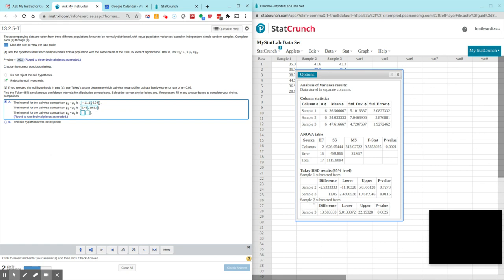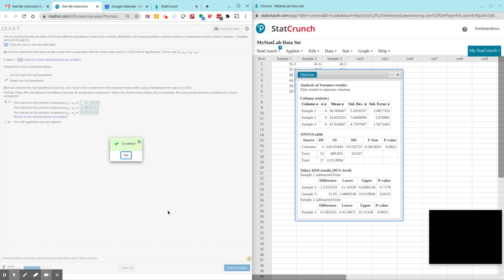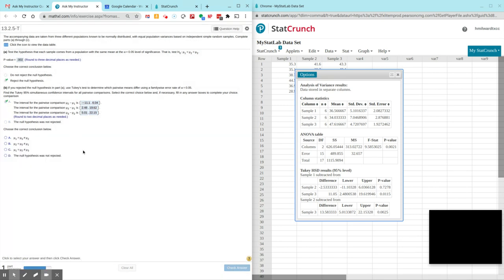Right, mean 3 from sample 2. That is 5.01 as the lower bound, and 22.15 for the upper bound. So those are those 3 confidence intervals. Okay. Now we have to analyze what this means.